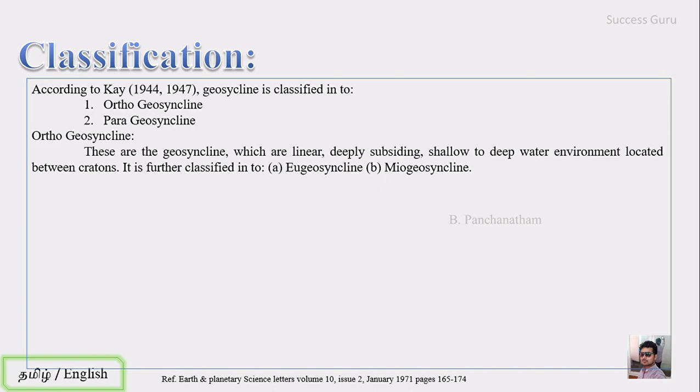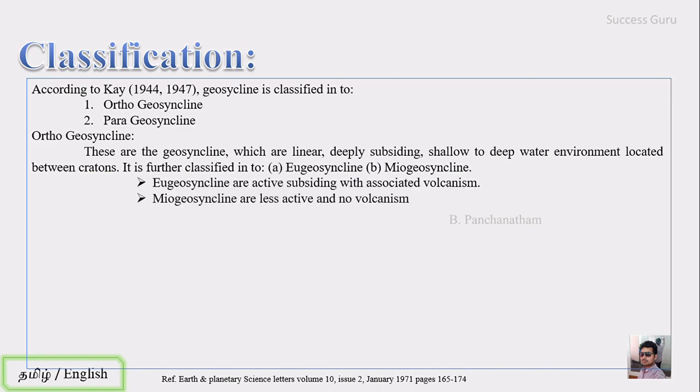So here it is classified into two, that is eugeosyncline and miogeosyncline, where eugeosyncline was the active subsiding with associated volcanism. So in this case, what happens? The subsiding is actively taking place. That is, when the sediment is deposited, it will subside along with the rate of sedimentation. Okay, whereas in miogeosyncline, these are less active and there is no such volcanism. So according to his classification, orthogeosynclines are on the border of a craton, right? And it is classified into two. One is active and the other is somewhat nearly passive.